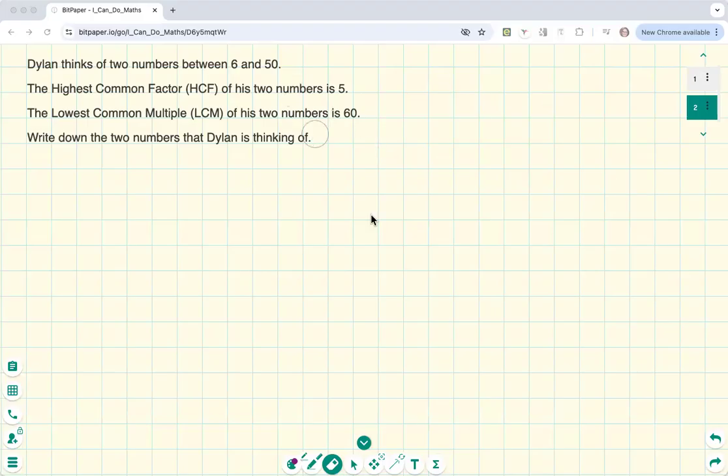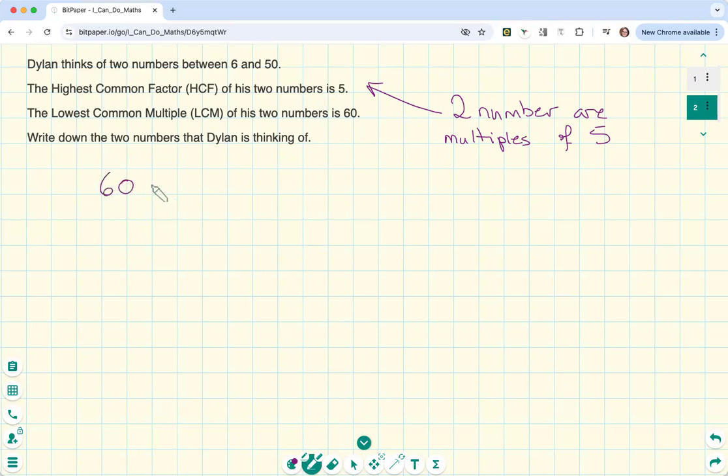So what we know from this question is the highest common factor of the two numbers is 5. This means that the two numbers we need are multiples of 5. So they need to be in the 5 times table. When we're thinking about the lowest common multiple, we're thinking about factors that multiply together to make 60.